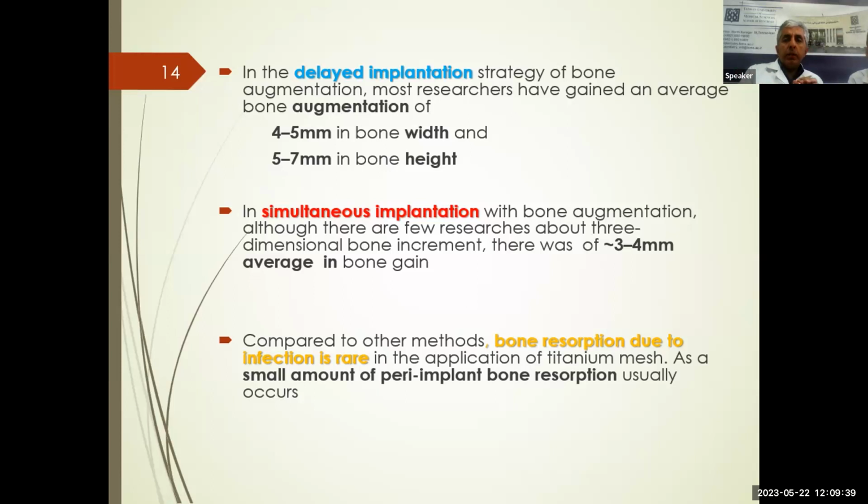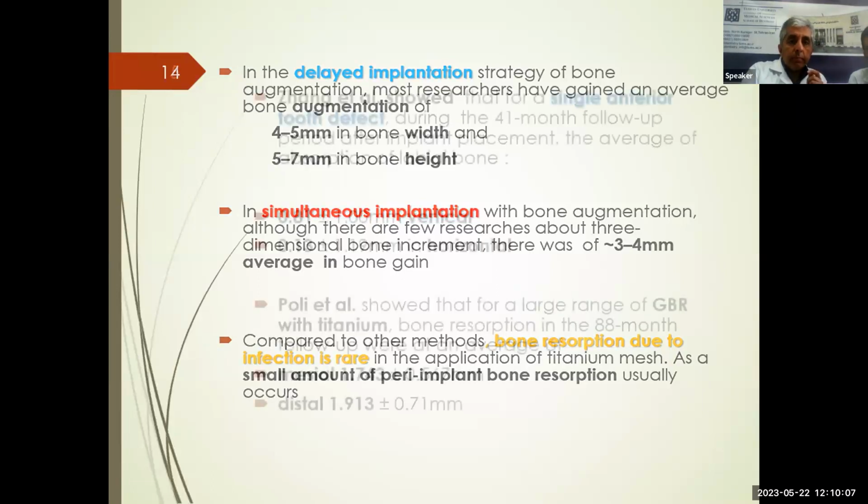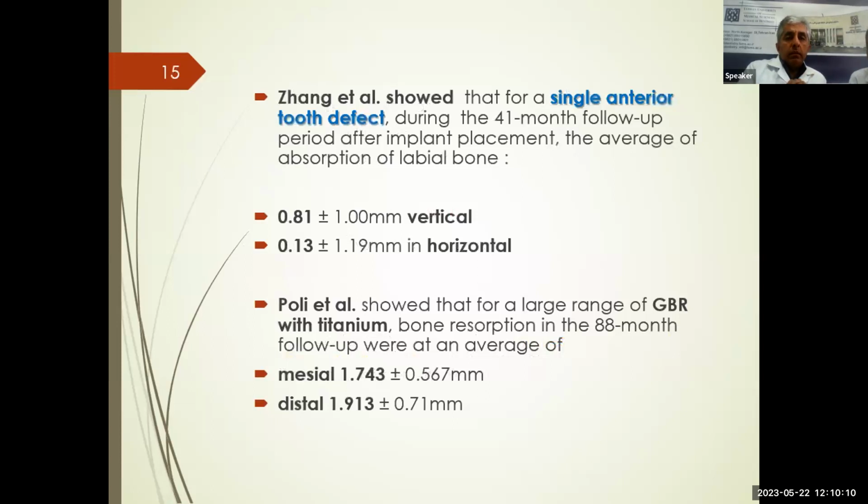A comparison with the other methods: bone resorption due to infection is rare, and with the application of titanium a small amount of pre-implant bone resorption usually occurs. I mean, the rate of infection is rare, and the rate of subsequent bone resorption is almost rare. In a Zhang study, they showed that in a single anterior defect during 41 months follow-up, the average resorption was 0.8 millimeter vertically and 0.1 horizontally.